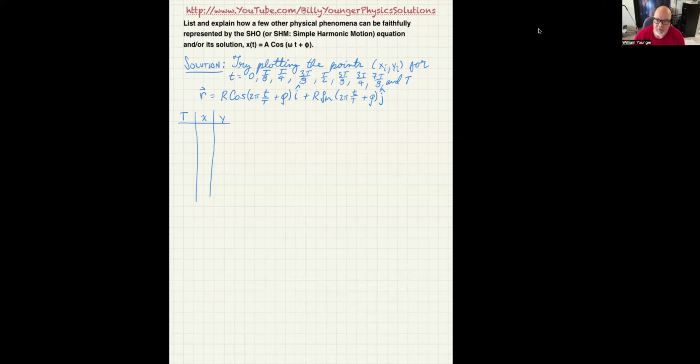You could figure out that the velocity is going to be just 2 pi over T times the radius. You could find that the acceleration is going to be 2 pi over T times 2 pi over the period times r again, and you would see that it is actually circular motion.